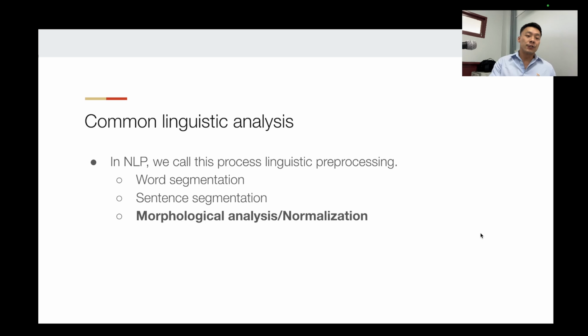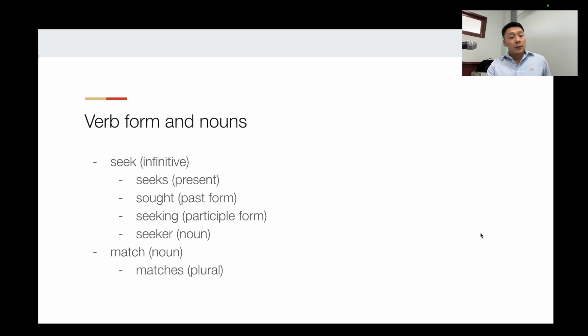Last thing is morphology, morphological analysis and normalization. As I said before, in English and many Western European languages, they love their morphology. Morphology means when you morph a word form. That's what makes English hard. That's what makes German and French hard, because you have to change the form of the word to conform with the grammar.